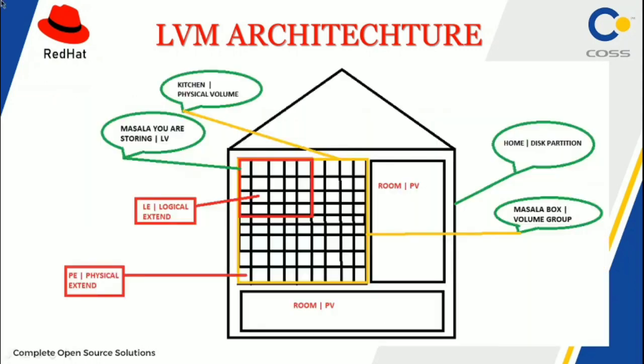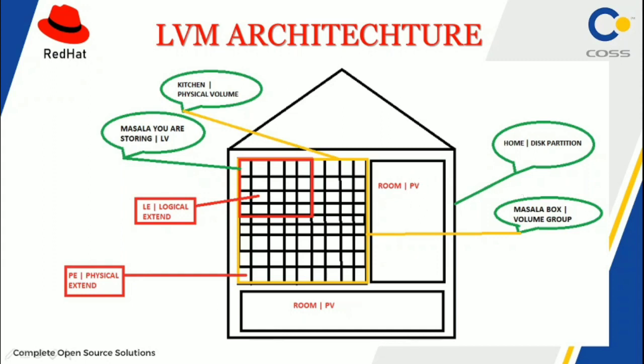This is the LVM architecture. Now we are going to learn through the kitchen masala box strategy. First of all, see what you are seeing. This is your home. Inside your home, you have different rooms, maybe room number 1, room number 2, room number 3. Down here is another room, and another room. The rooms are called PVs.